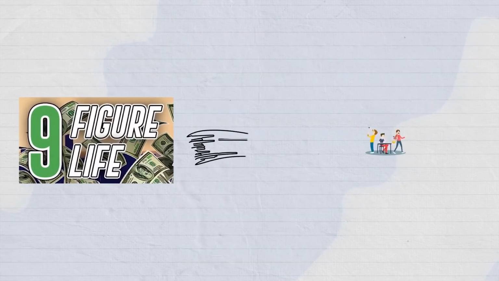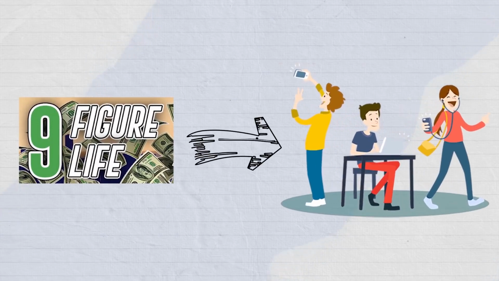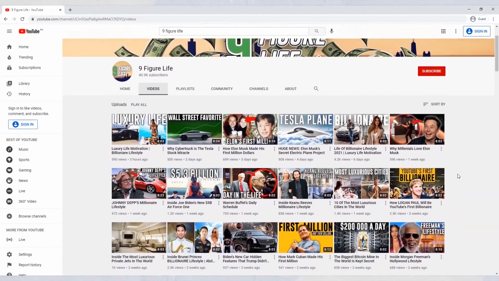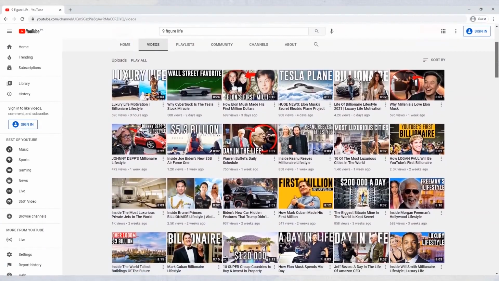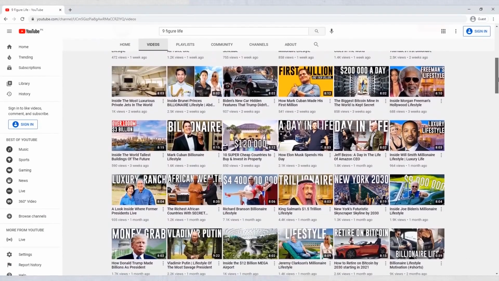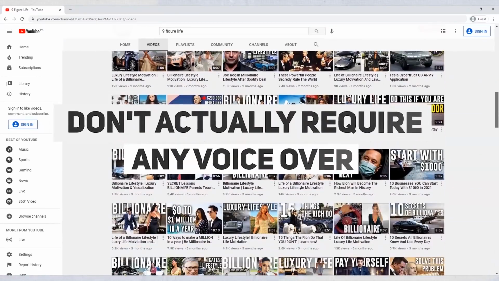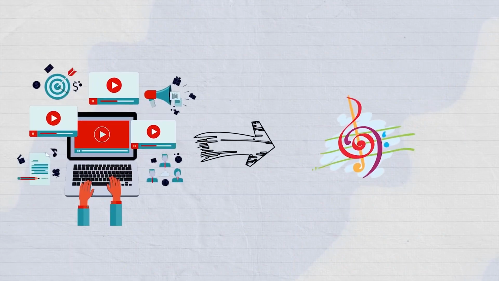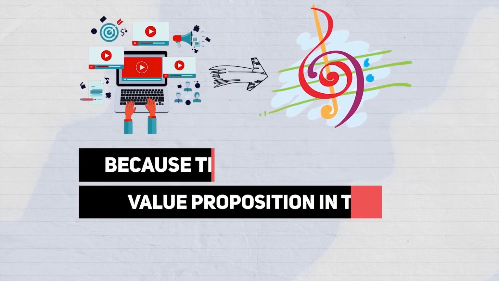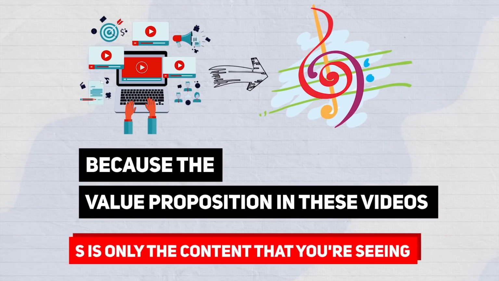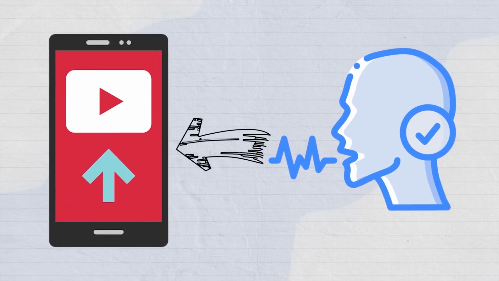However, this channel is mainly focused on lifestyle videos. So as you can see, they are mainly focused on producing videos about billionaire lifestyles. Now, what's great about these kinds of lifestyle videos is that they don't actually require any voiceover. They just require good content and a good music soundtrack. This is because the value proposition in these videos is only the content that you're seeing. You don't actually need a good voiceover in order to upload these videos.